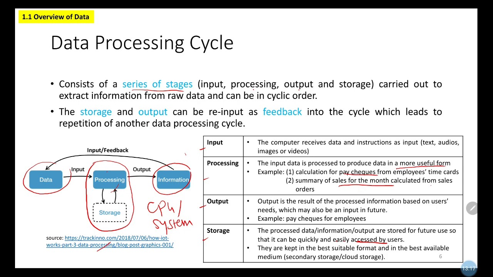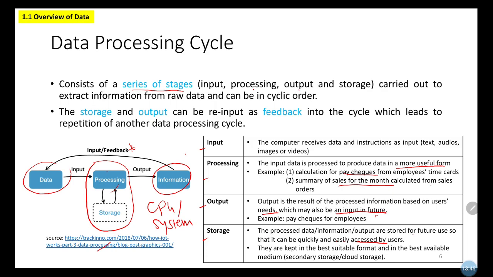And then the output is the result of the processed information based on users' needs. Whatever the user needs, based on the users' requirements, we will do the processing and produce the output. The output could be used as input in the future. That's what we meant by output here. It goes back as feedback and input.